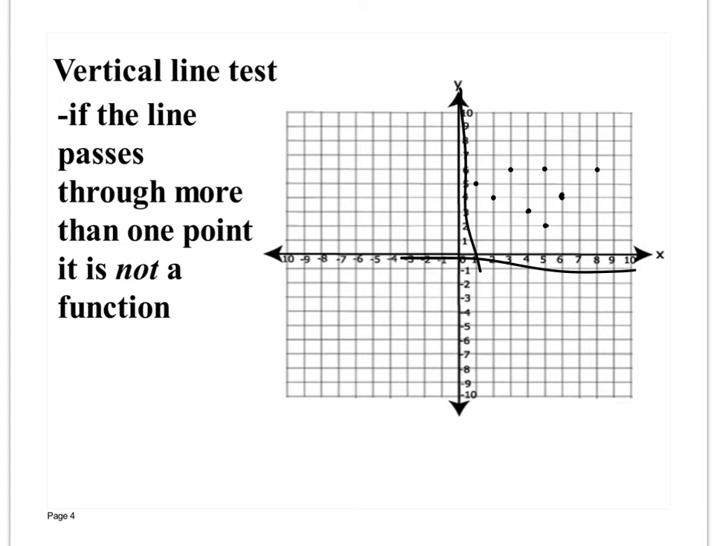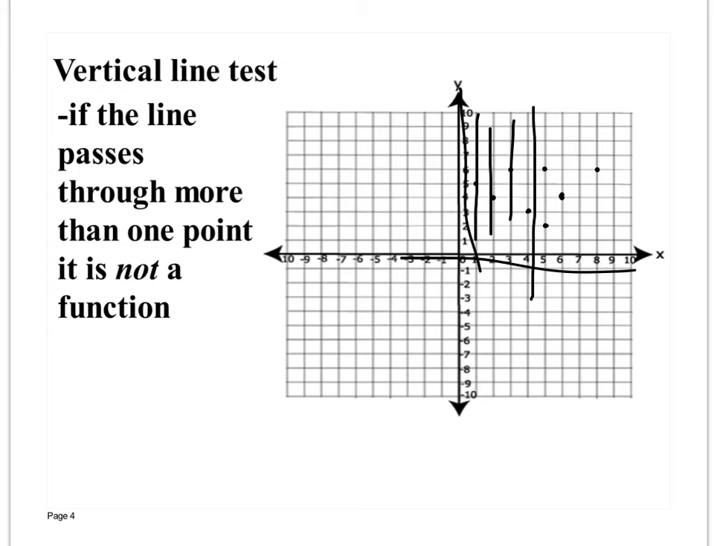So if it has more than one point on that vertical line, it's not a function. Okay, easy enough to understand, right? So what we do here is we draw a bunch of vertical lines. Okay, right now the 3 lines I've drawn, is it a function? Yes, because there's only one point on each line.